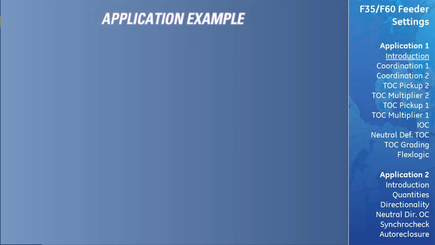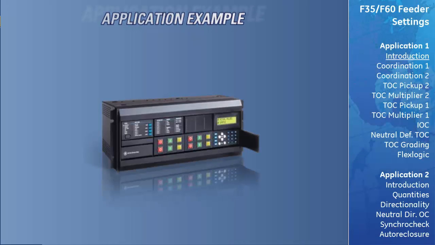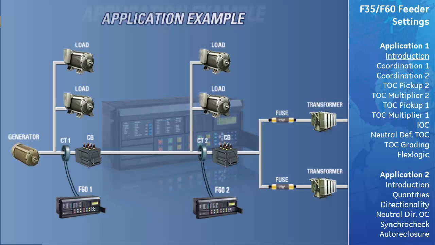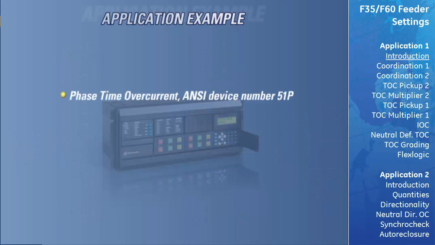In this section, we will apply the F35 and F60 feeder protective relays to an application that will develop in several steps. Each step will build on the last such that all of the following common feeder elements will have been utilized. Phase time overcurrent, ANSI device number 51P.